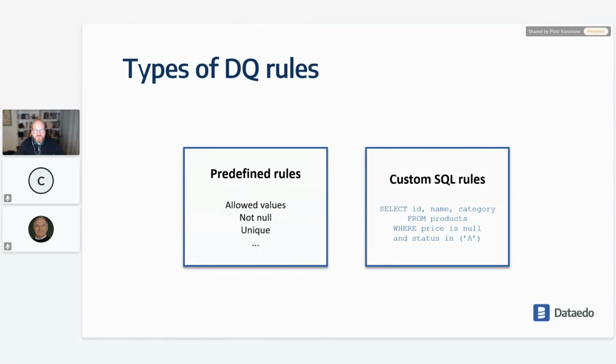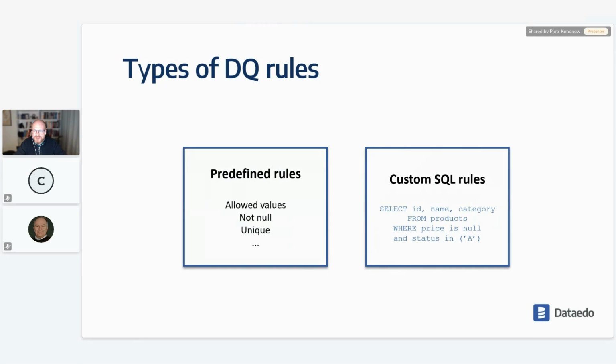So there are predefined rules, the ones we build, and those are the ones you can reuse. So rules like what the allowed values are, that you cannot have null values, that the value should be unique, and so on. I'll present to you the catalog later.